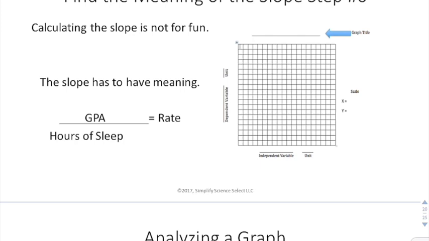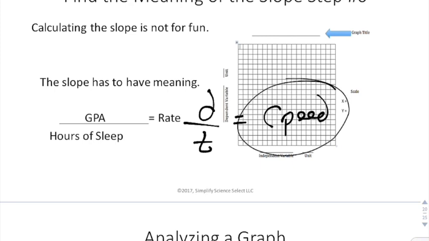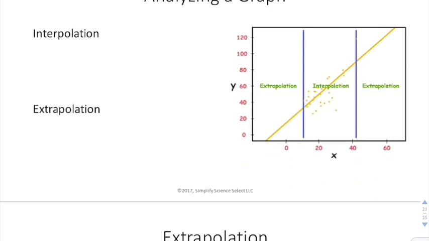If you were to graph a distance versus time graph, that right there is your speed, and that means something. Like we're saying, you have a high speed, a low speed, you'll get there faster, you're going to get a speeding ticket, those sorts of things. So there has to be a reason for calculating the slope. And then finally, you would look and you would analyze the graph. What does the data actually say?